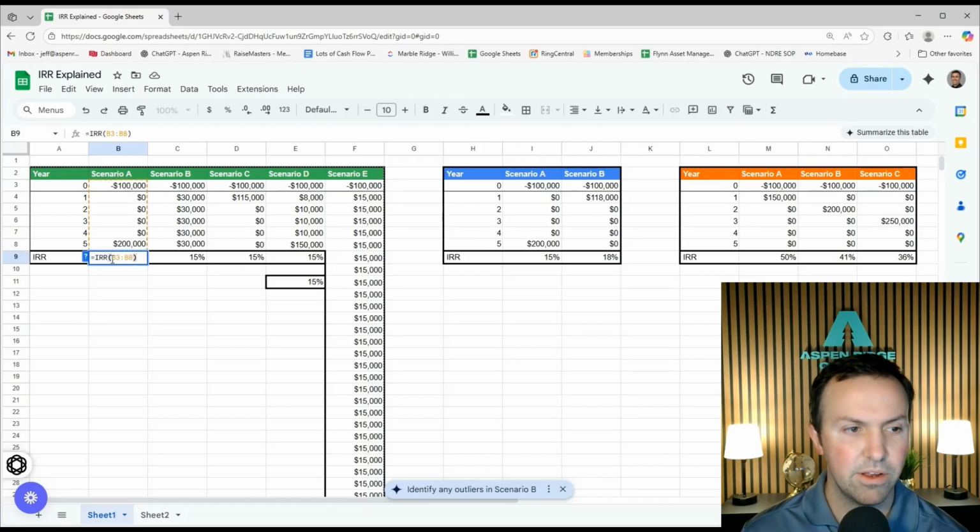Then we put in the simple formula, IRR, and then parentheses, and we include all of the cash flows. It's important to understand that you want to stop when the investment ends. Otherwise, it can skew the results sometimes.